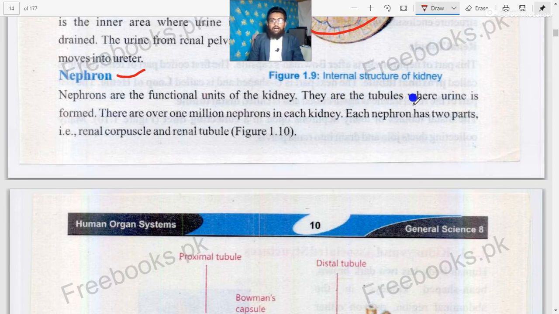Cadets, these are tubules where urine is formed. Actually, nephrons are microtubules present within our kidney, and they form urine. There are over 1 million nephrons in each kidney, that is, 10 lakh. More than 1 million nephrons are present in each kidney.